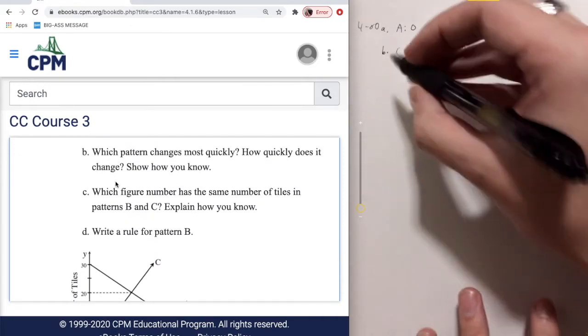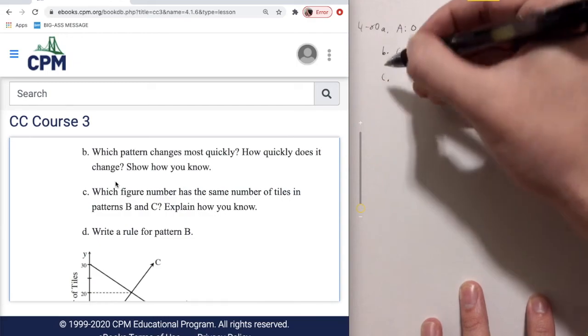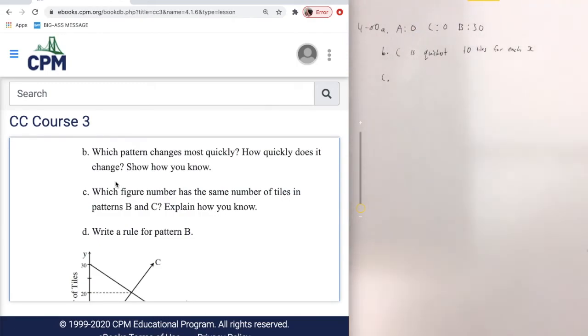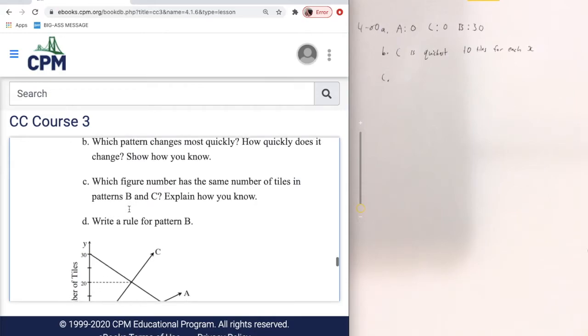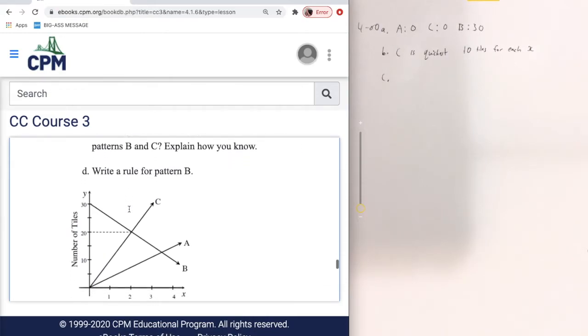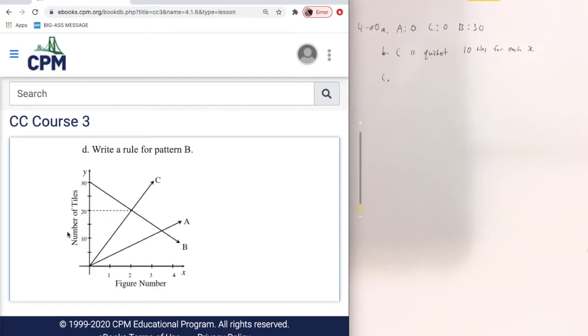Alright, next one is going to be part C. Which figure number has the same number of tiles in patterns B and C? Explain how we know. So it's asking us which figure number, so which one of the x, has the same number of tiles in B and C. So the number of tiles is the y. So really we're looking for where B and C have the same y value, the same number of tiles.